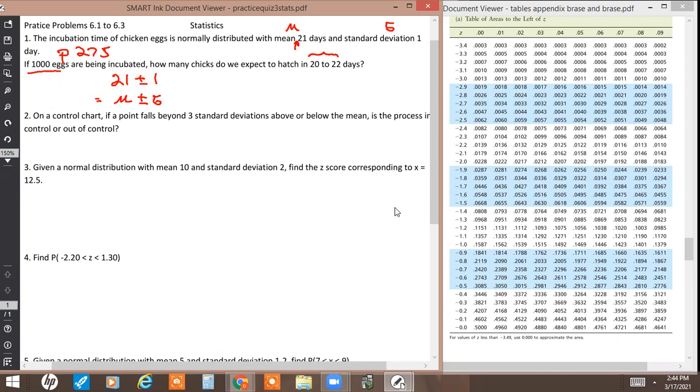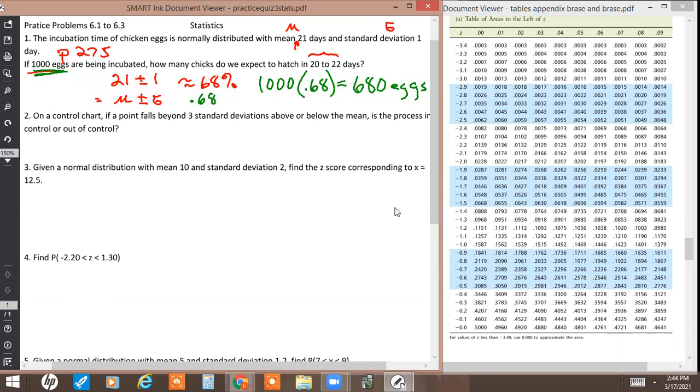Well, according to the empirical rule, we can expect approximately 68% of the data to fall within 1 standard deviation of the mean. 68%. That means we expect approximately 68% of those 1,000 eggs to be hatched. So if I change 68% to a decimal, 0.68, and I multiply that by the number of eggs there are, I get 680 eggs. So we expect approximately 680 eggs to hatch in that 20 to 22 day range.